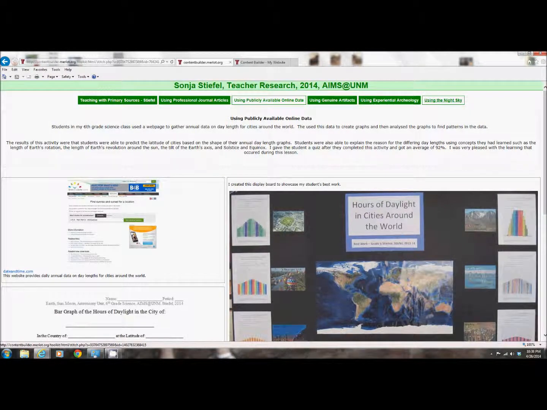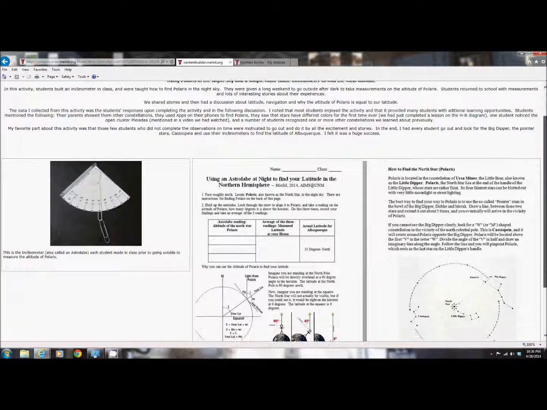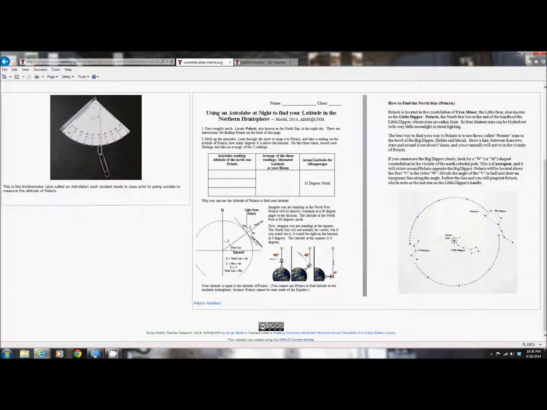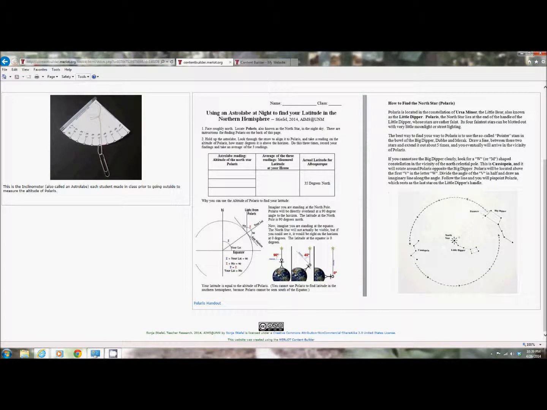Let's look at using the night sky. This was another 6th grade lesson. The part of it that made it primary source learning is that they had to go outside and look at the night sky. They had to use the Big Dipper or Cassiopeia to locate the North Star. They built an inclinometer or a simple astrolabe with a straw, a piece of cardboard, and a protractor, and a string and a paper clip as a weight.